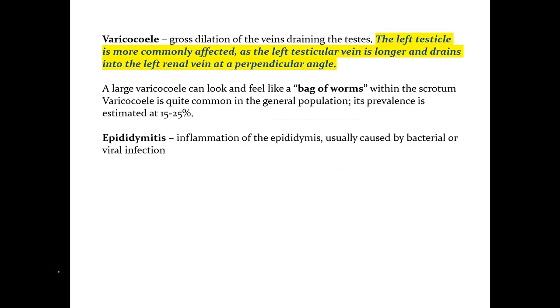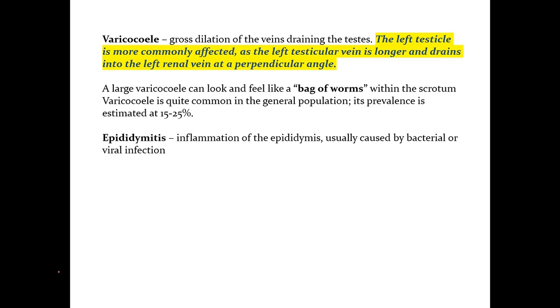Varicocele, gross dilatation of the veins draining the testis. The left testicular vein is more commonly affected as the left testicular vein is longer, that is one, and drains into the left renal vein at a perpendicular angle. Now, these varicoceles, when you palpate them, they feel like a bag of worms. They are described as a bag of worms. A large varicocele can look and feel like a bag of worms within the scrotum. Varicocele is quite common in the general population. Its prevalence is estimated at 15 to 25%.